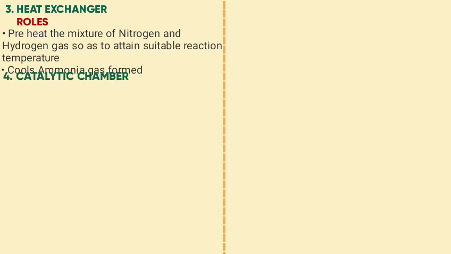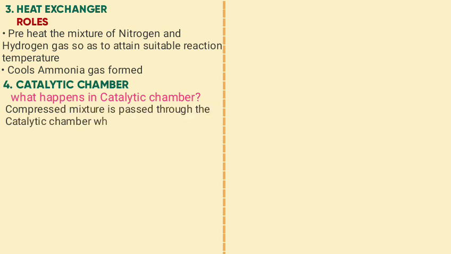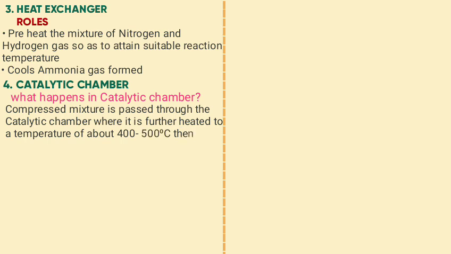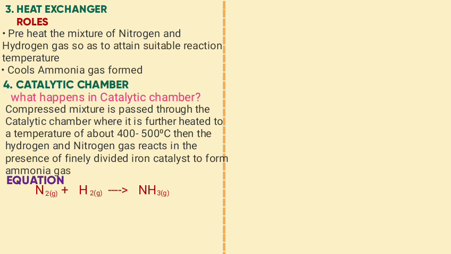Catalytic chamber. What happens there? Compressed mixture is passed through the catalytic chamber, where it is maintained at a temperature of 400 to 500 degrees Celsius. Then nitrogen and hydrogen gas react in the presence of finely divided iron catalyst to form ammonia gas. Equation: nitrogen gas plus hydrogen, arrow ammonia gas. Balance the equation, place 3 where there is hydrogen and 2 where there is ammonia.